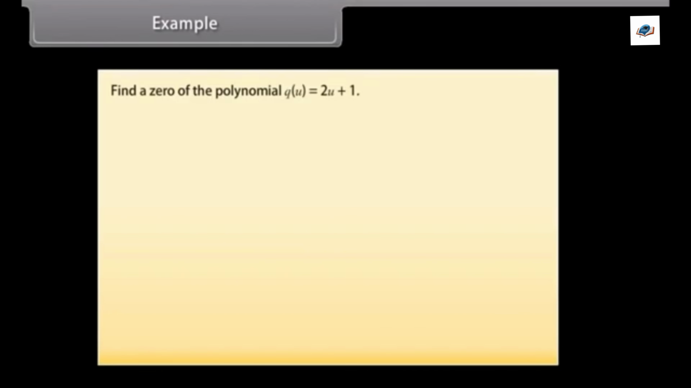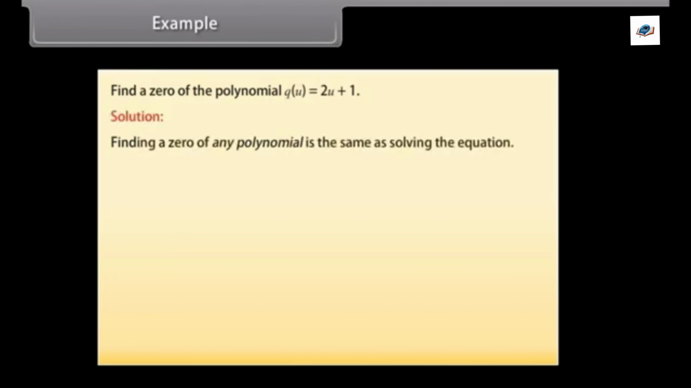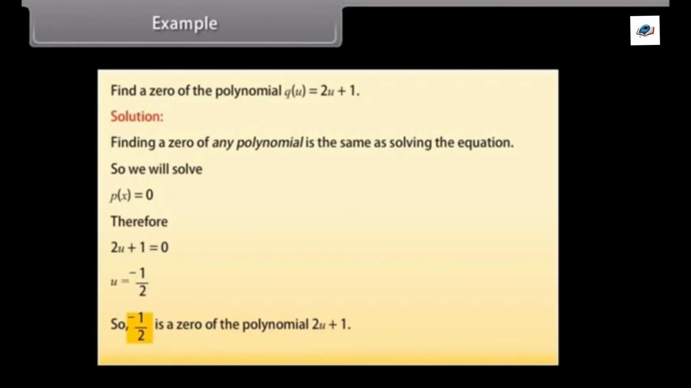Let's now find a 0 of the polynomial q(u) is equal to 2u plus 1. Solution. Finding a 0 of any polynomial is the same as solving the equation. So we will solve p(x) is equal to 0. Therefore, 2u plus 1 is equal to 0 gives us u as minus 1 upon 2. So, minus 1 upon 2 is a 0 of the polynomial 2u plus 1.